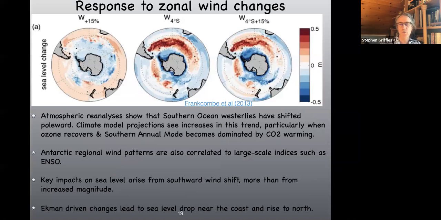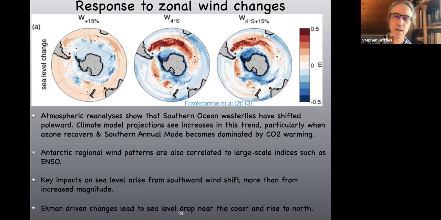These are largely Ekman-driven changes. Now, this is a sea level change. I switched from sea surface temperature to sea level changes. What's happening in the atmosphere down there is that a lot of the atmospheric reanalysis shows that the Southern Ocean westerlies are shifting poleward, and the climate model projections see increases in this trend, particularly due to ozone, and the Southern Annular Mode becomes more dominated by CO2. Antarctic regional wind patterns are also correlated with large-scale indices of El Nino.